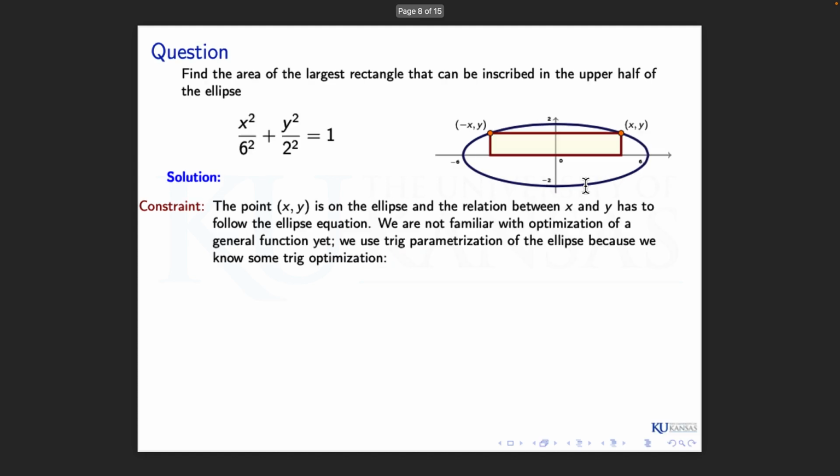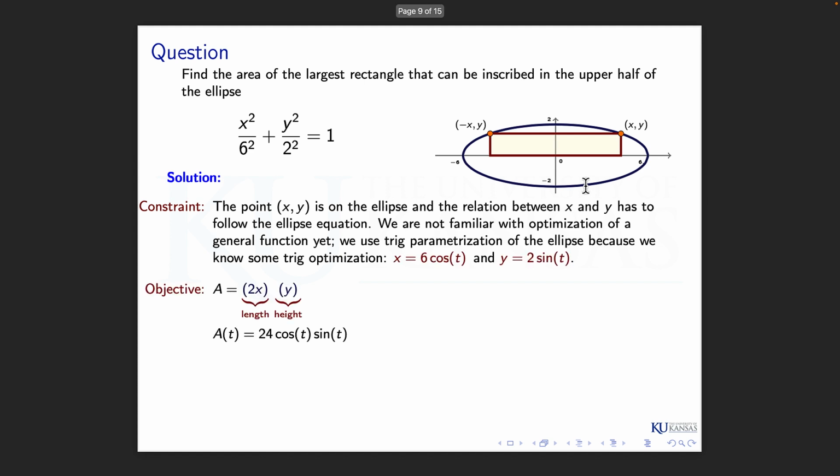One way to describe the constraint is to parameterize the points on the oval, because this could be any points on the oval in the first quadrant. The best parameterization of the oval basically involves setting x squared over 36 equal to cosine squared theta, and y squared over 4 equal to sine squared theta. And from there you get x equal to 6 cosine t and y equal to 2 sine t. And that's the good parameterization.